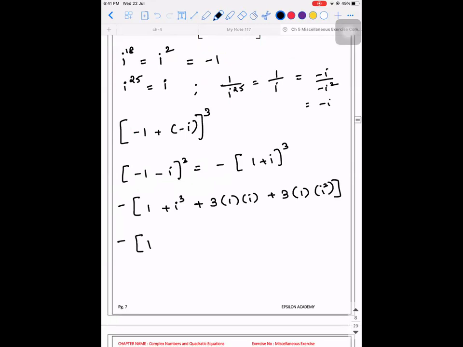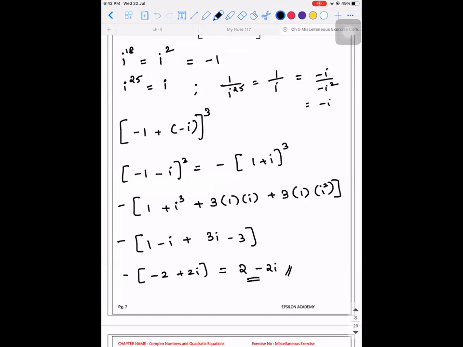Minus of 1. Mithun, tell me what is i cube? Minus i, plus 3i. 3 into i square is minus 3. So multiplying the minus sign again, first I'll combine the real part and imaginary part. So minus 2 plus 2i, right? The answer is 2 minus 2i, sir. Okay. Tell me, 2 minus 2i is the answer.